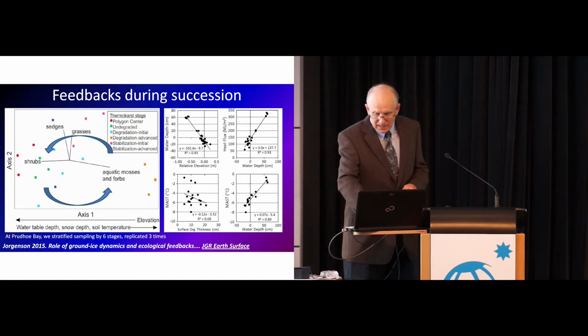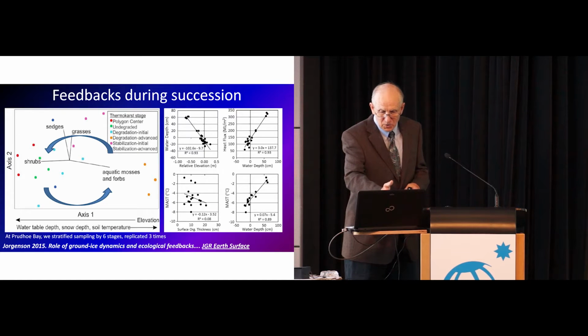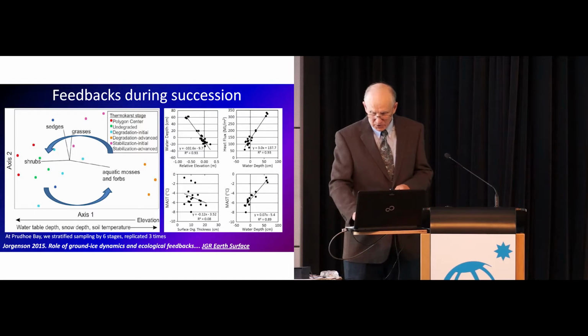And then temperatures are also somewhat sensitive to organic surface thickness, so as we start accumulating new sedge peat later in the sequence, it reduces the temperatures and allows ice to regrade.